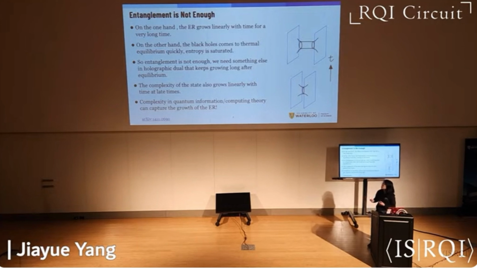Here I want to say that entanglement entropy is not enough. This idea was first proposed by Susskind in 2014. He considered two-sided AdS black holes. At time equal to zero, the two horizons meet together and the volume of the wormhole, or the black hole interior, is zero. As time goes by, the volume of the wormhole grows linearly with time, and the growth rate is proportional to the area of the event horizon. But the black hole entropy quickly becomes constant and saturates. So we need something else to capture the growing geometry of the wormhole. Susskind proposed that the thing we need is complexity.